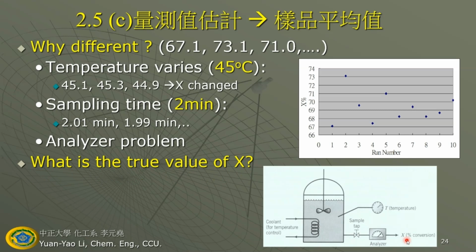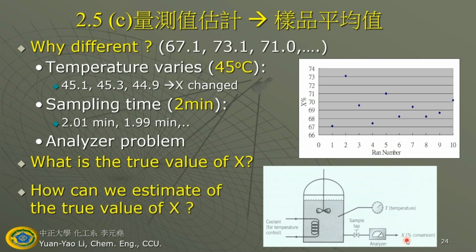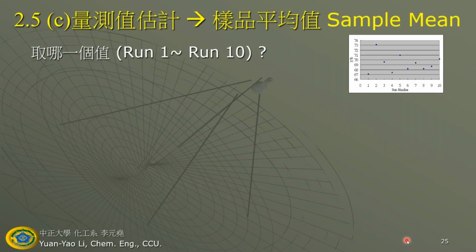So what's the true number of this x? As I just told you before, there are 10 numbers. There's no true number. We don't know the true number. But if there's no true number, how can we express these 10 experiments? How can we estimate the true value of x? From round 1 to round 10, which one? No, you can't tell. So all you can do is the average.